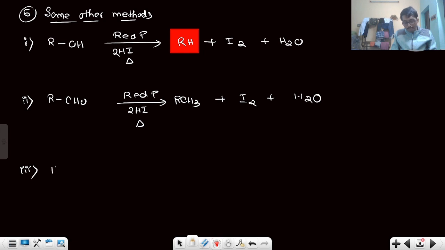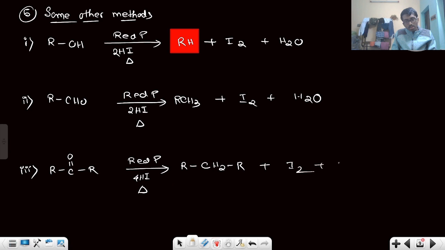Okay, next one is ketone. If it is RC double bond O and R, then in presence of red phosphorus and 4 hydrogen iodide, you will get RCH2R. 2 hydrogen enter from here, plus I2 plus water. Please balance the reaction.